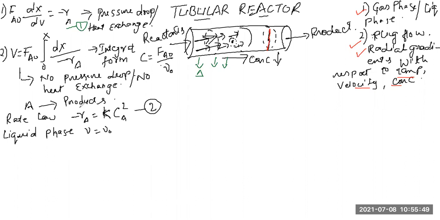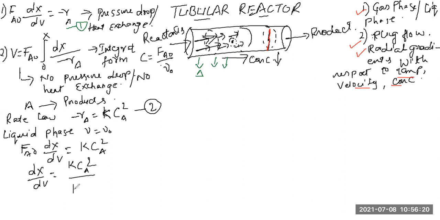So we'll substitute minus RA equals k CA squared in the first equation. What we will get is FA0 dX upon dV equals k CA squared. We'll quickly rearrange this equation, and we get dX upon dV equals k CA squared divided by FA0. This is your molar flow rate.